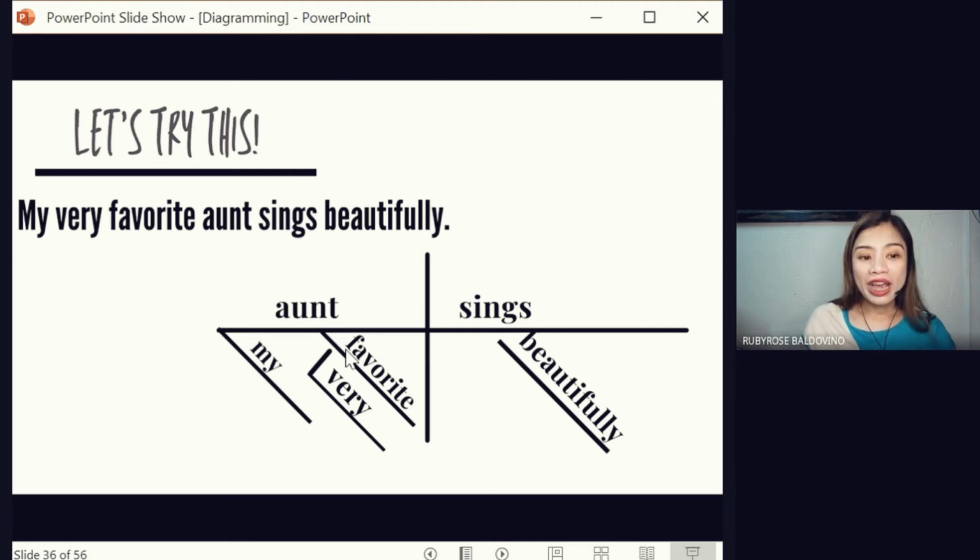And then we have very. So very is an adverb describing the adjective favorite. So we have to place it under the word favorite. And then the aunt sings beautifully, right? So sings is the verb and it is being described by the adverb beautifully. So we have to place the adverb beautifully under the verb sings.